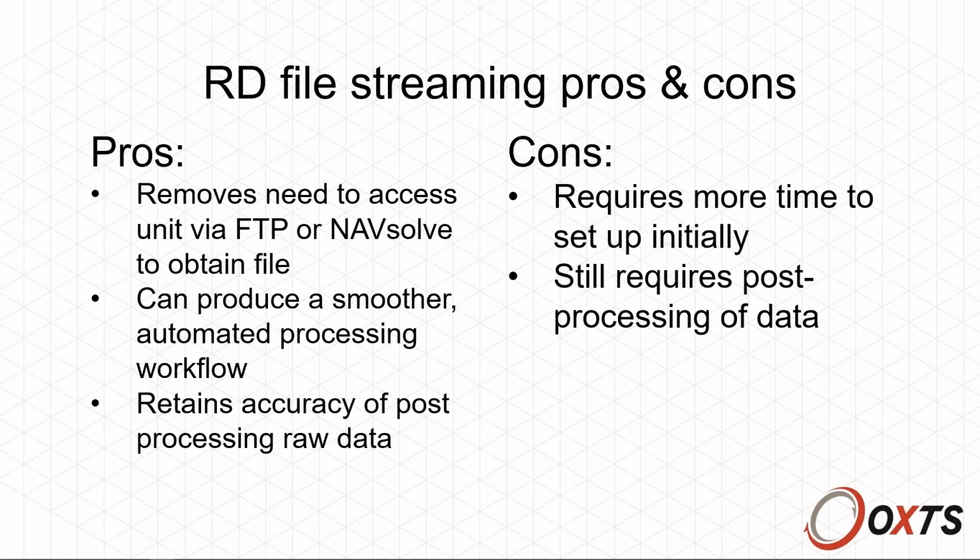So what are the pros and cons of streaming your raw GNSS and IMU data? Firstly, it removes the need to access the unit via FTP, as I just mentioned, or NAVsolve to obtain the file. So we can produce a smoother, more automated processing workflow. And it also allows us to retain the accuracy of post-processing the raw data. So again, if we stream the RD file, we still have to post-process it in NAVsolve or an equivalent.